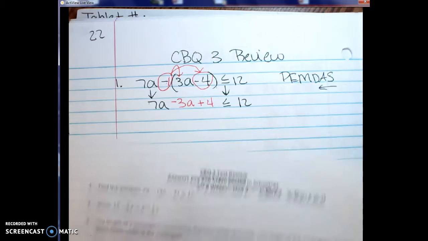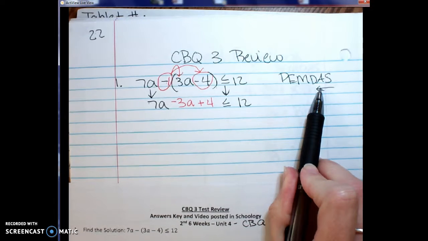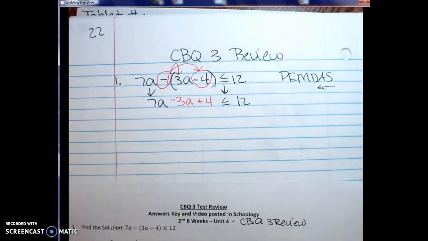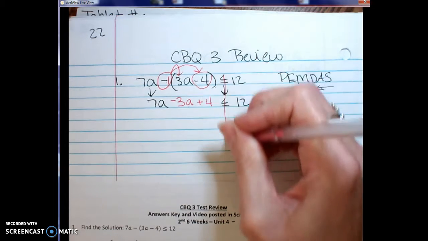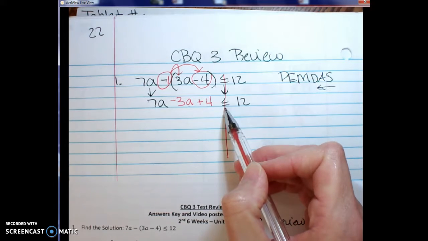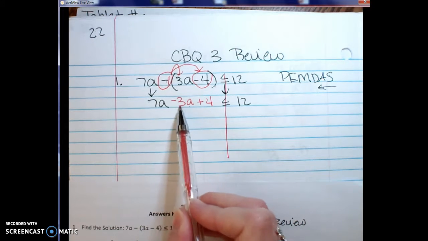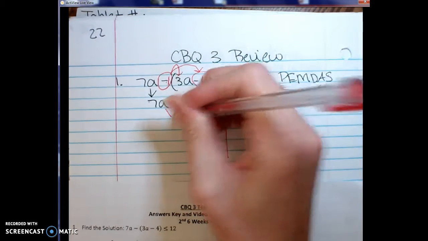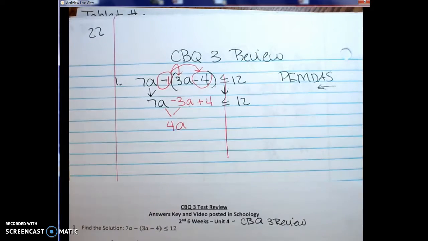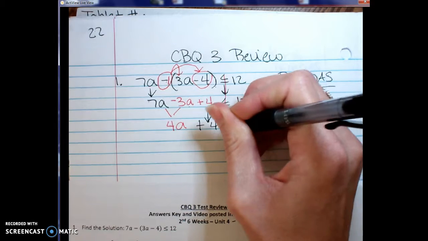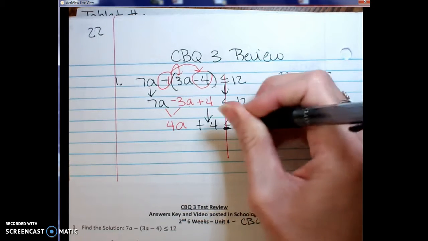So at this point, we can't start undoing our PEMDAS yet, because we still have these two a's that we have to combine. Since they are currently on the same side of our inequality, we don't have to do anything opposite, we're just going to combine them. 7a minus 3a is going to give us 4a. Bring the rest down. I still have plus 4 is less than or equal to 12.